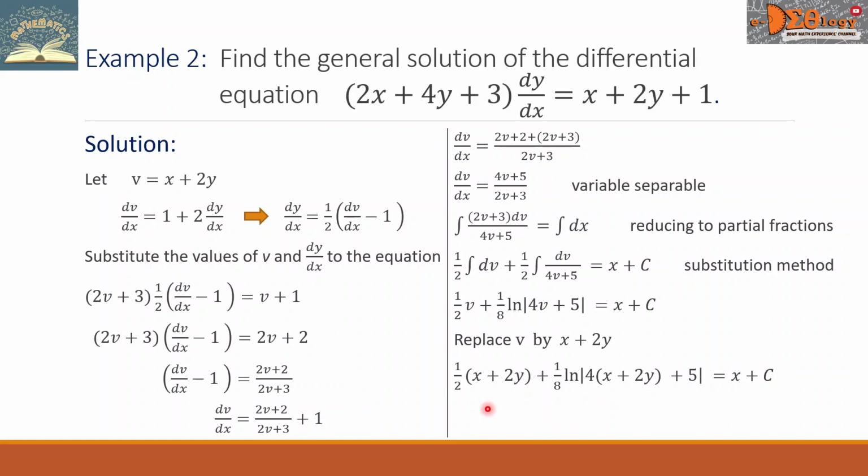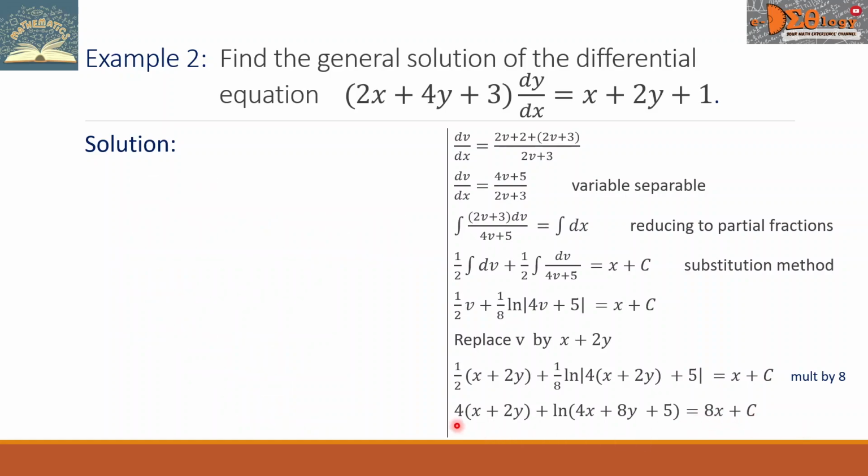We can see that we have fractions here, so let us simplify this equation by removing the fraction. Let us multiply this equation by the LCD. We have two denominators, 2 and 8. So the LCD is 8. Let's multiply this equation by 8. The new equation becomes 4 times the quantity x plus 2y. Then plus, we can see that the 1/8 is now cancelled out. On the right side, it becomes 8x plus c.